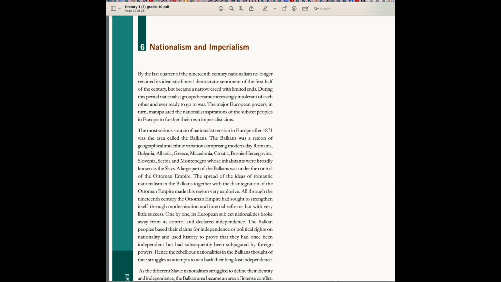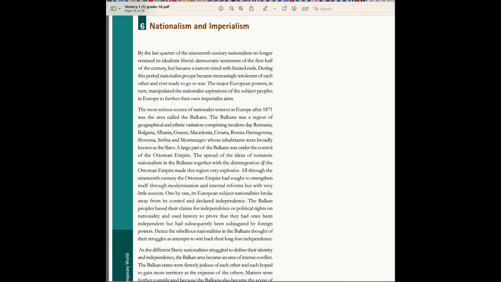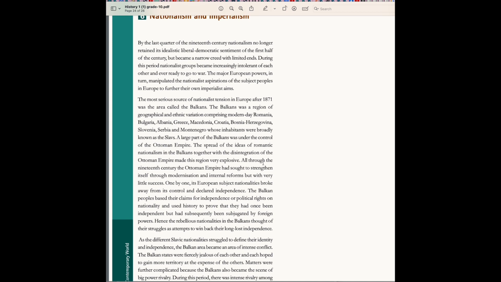The most serious source of nationalist tension in Europe after 1871 was the area called the Balkans. The Balkans was a region of geographical and ethnic variation comprising modern day Romania, Bulgaria, Albania, Greece, Macedonia, Croatia, Bosnia, Herzegovina, Slovenia, Serbia, and Montenegro, whose inhabitants were broadly known as the Slavs. A large part of the Balkans was under the control of the Ottoman Empire.